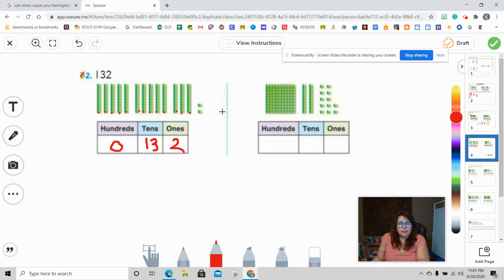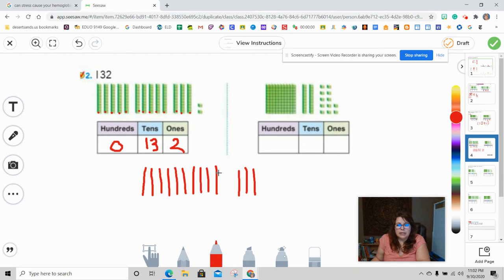So I'm going to draw this picture right here. 13 tens. 1, 2, 3, 4, 5, 6, 7, 8, 9, 10, and then 11, 12, 13. I'm separating them because remember, our magic number is 10. If I have 10, I can make 100. And then I have 2 ones. 1 and 2.